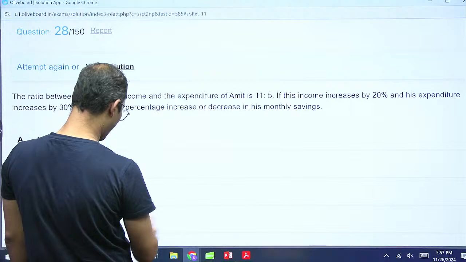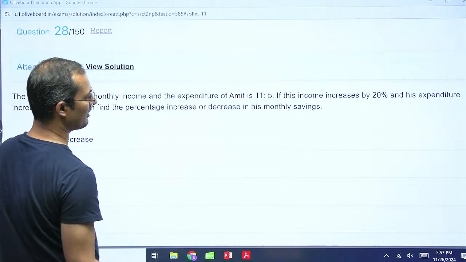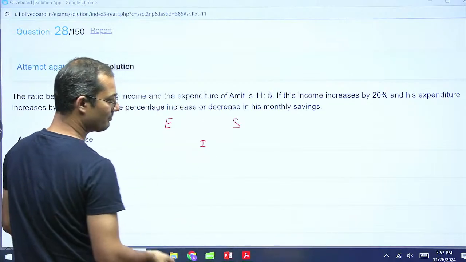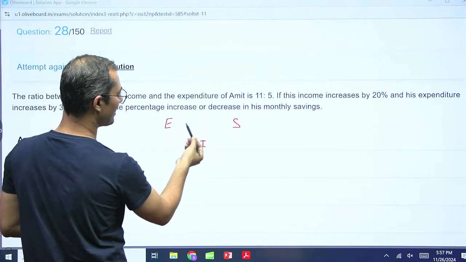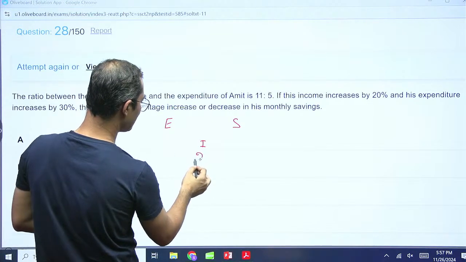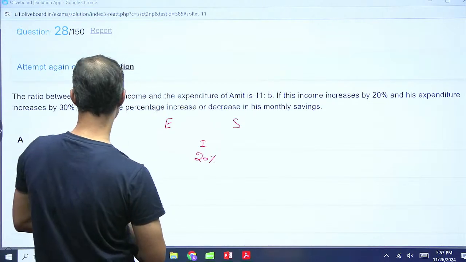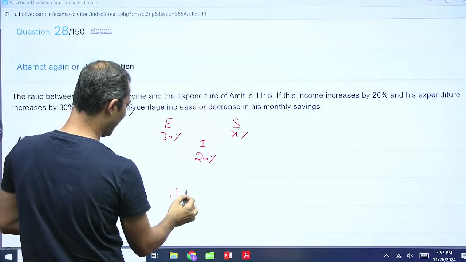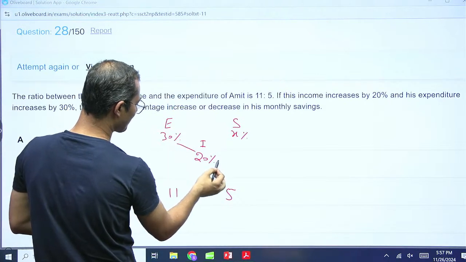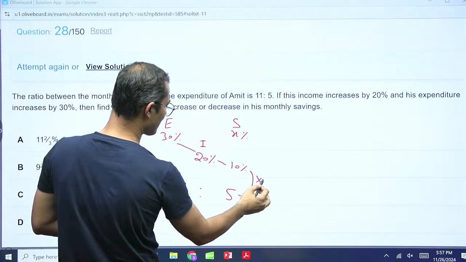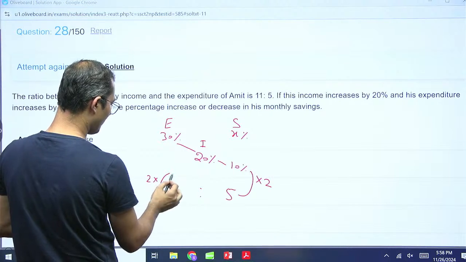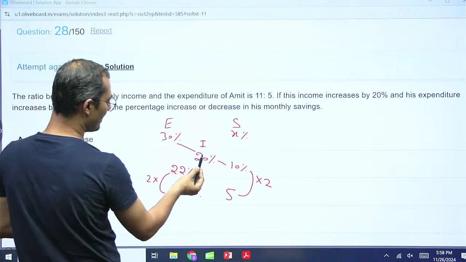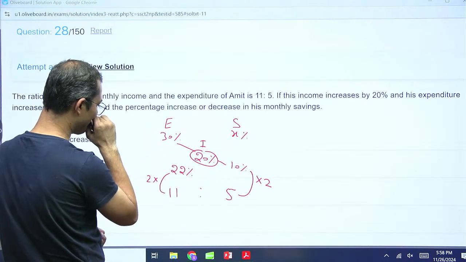See, here we can apply the allegation approach if you know the approach, right? See, expenditure and saving combined make income, or we can say income can be split into expenditure and saving. So income is increased by 20%, no problem. Expenditure is decreased by 30%. Let saving be increased by x%. So the ratio is 11:5, right? See, the difference is what? 10%. So we can say that here this is 2 times, so this is also 2 times. So here must be 22, right? So 22%. See, 20 is already less than this, right?